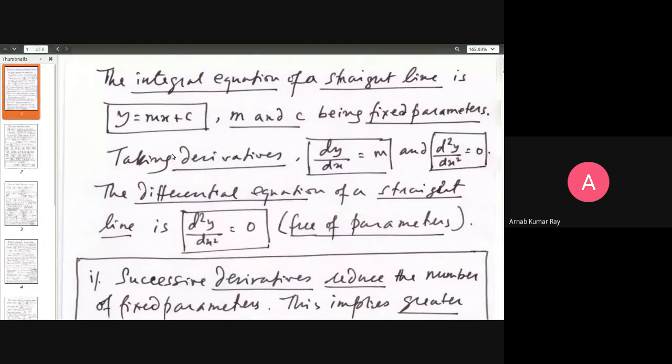So basically, this equation y is equal to mx plus c is an integral equation, and this is a differential equation. You can easily go from the one to the other.